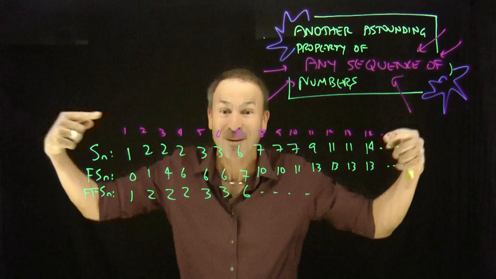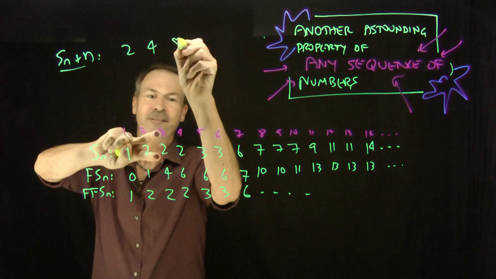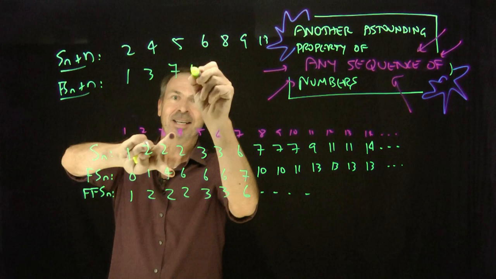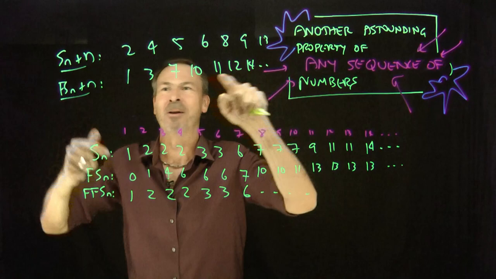Whoa! And the position number thing, does that work? Why, yes, for any sequence. Take each term and add its position number. I'll get 2, 4, 5, 6, 8, 9, 13. Do it for the frequency sequence. The frequency sequence plus its position number each term. 1, 3, 7, 10, 11, 12, 14, and so on. And that is guaranteed to be a representation of each and every single counting number split between the top line and the bottom line. 1, 2, 3, 4, 5, 6, 7, 8, 9, 10, 11, 12, 13, 14, and on it goes.